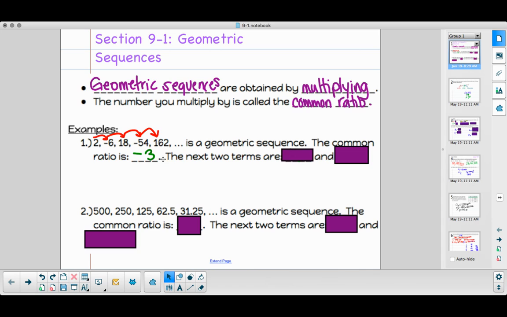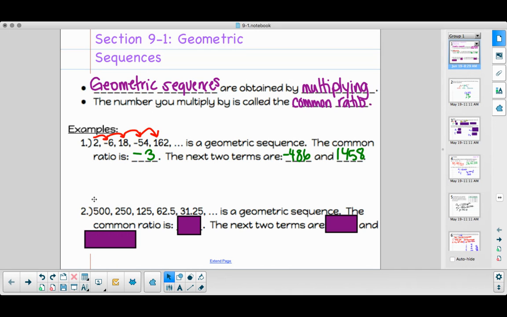And then to find the next two terms, you're just going to continue the pattern. So 162 times -3 is -486, and then -486 times -3 is 1,458. When you have a geometric sequence and the numbers are alternating between positive and negative, that means that your common ratio has to be negative. It's the only way to obtain that pattern of positive, negative, positive, negative.